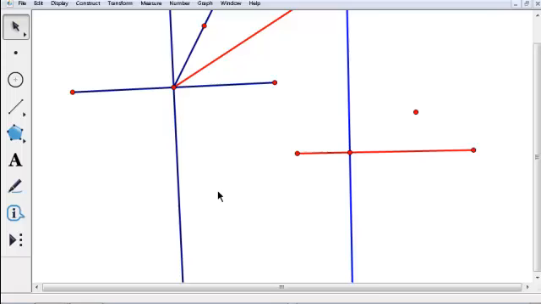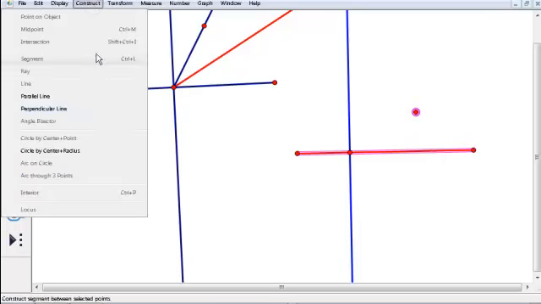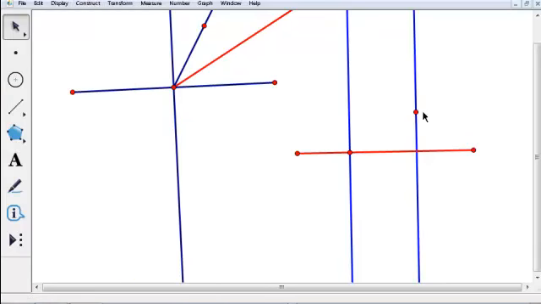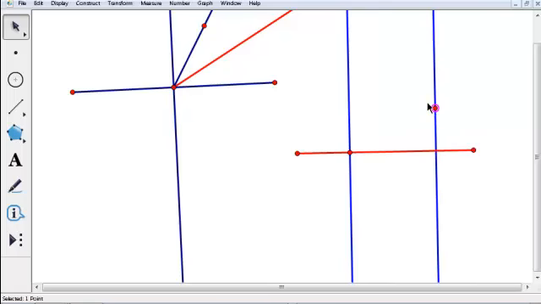Okay, if we wanted a perpendicular through a point not on a line, exact same thing. Just highlight your point, highlight the line that you want it perpendicular to, construct, and choose perpendicular line. And once again, no matter where you move this, that will maintain the relationship of perpendicular.